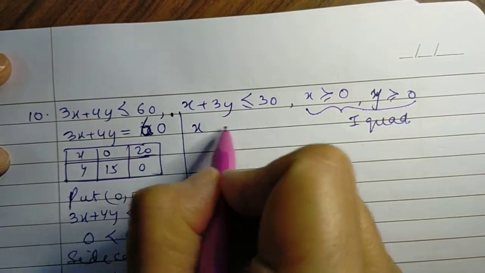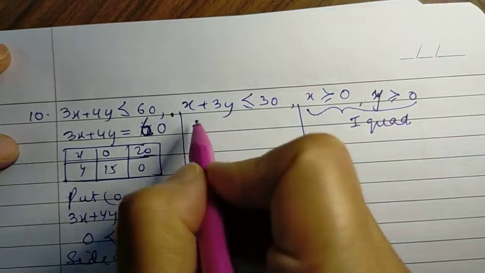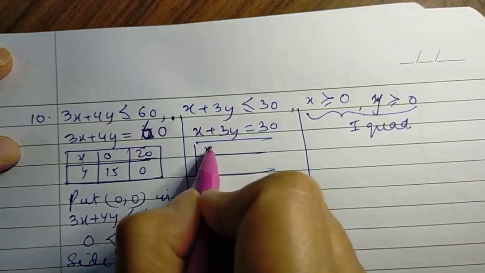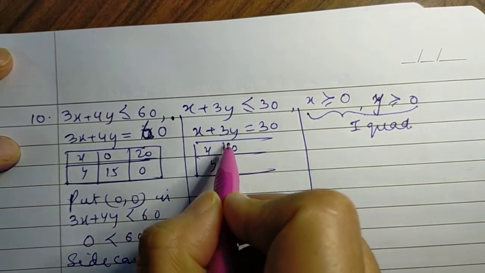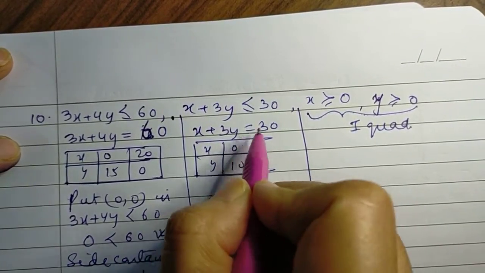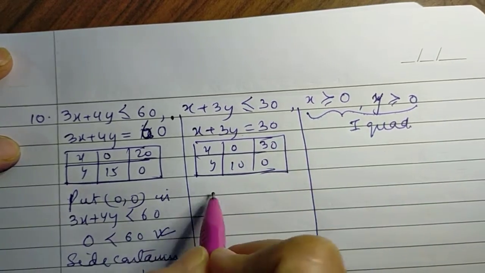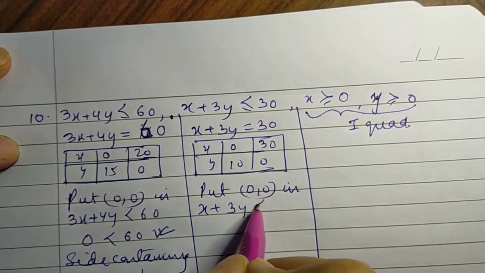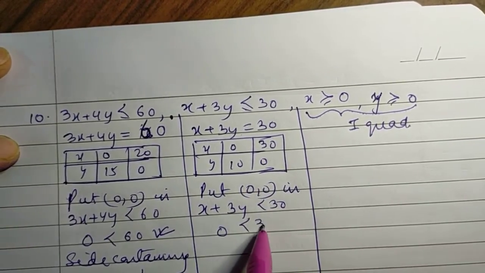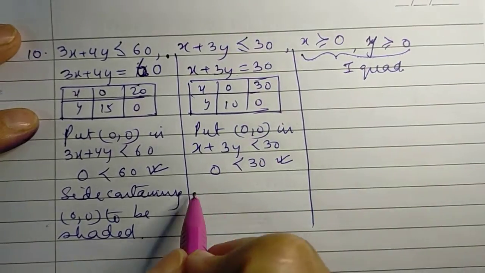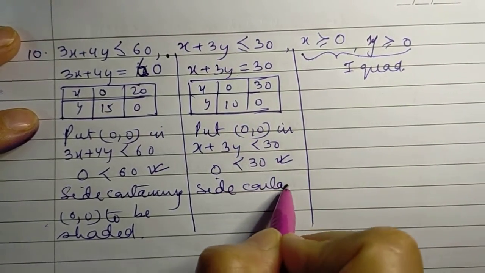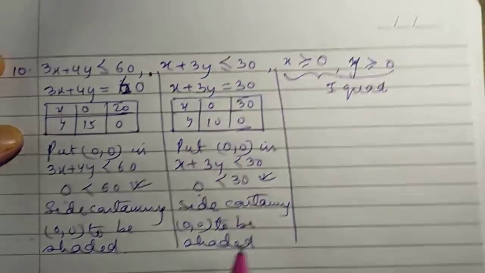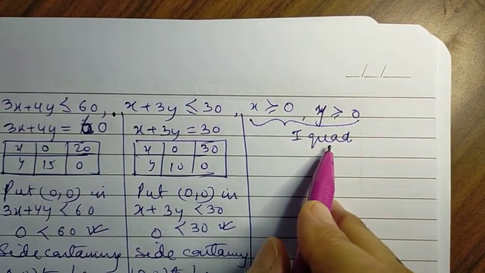Right, now we consider this one. So for this we take x plus 3y equal to 30. Again we take 2 points, x, y. When x is 0, y is 10. When y is 0, x is 30. Now you put the origin in the inequality, that is x plus 3y less than 30, 0 less than 30, which is satisfied. And so the side containing the origin is to be shaded, and because of these two inequations we have the first quadrant.